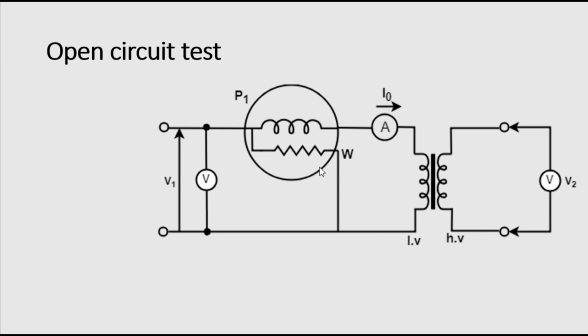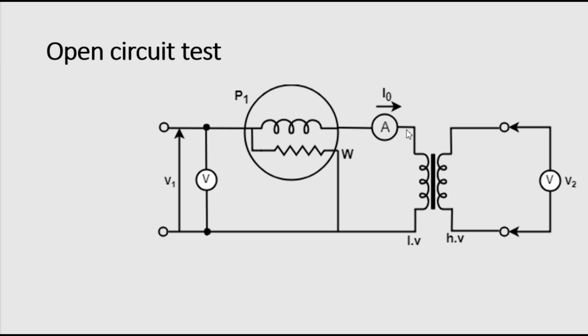Coming to the circuit diagram of these two tests, we'll have a voltmeter in parallel to the supply, an ammeter in series, and a wattmeter connected to calculate the losses. In the laboratory you will get the open circuit and short circuit test for the transformer. We'll connect the supply and energize the transformer up to its rated value of voltage.